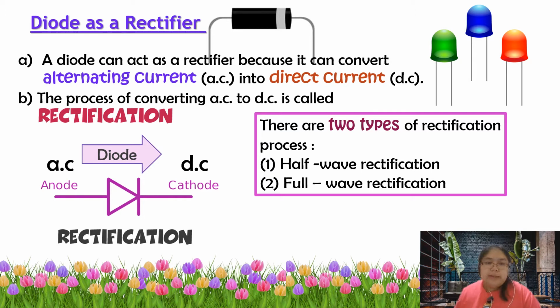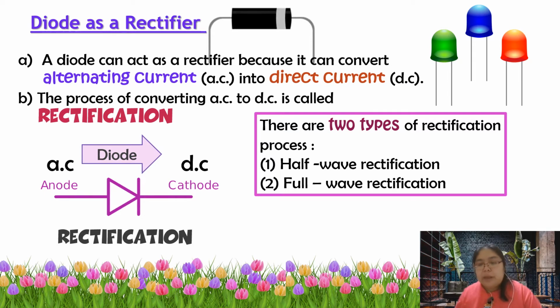Okay, now you can see the diagram. The diode's function is rectification. From the anode, there's an AC going in, and when it comes out at the cathode, that is a direct current. From here, we have two types of rectification. One is half-wave rectification, and the other one is full wave.